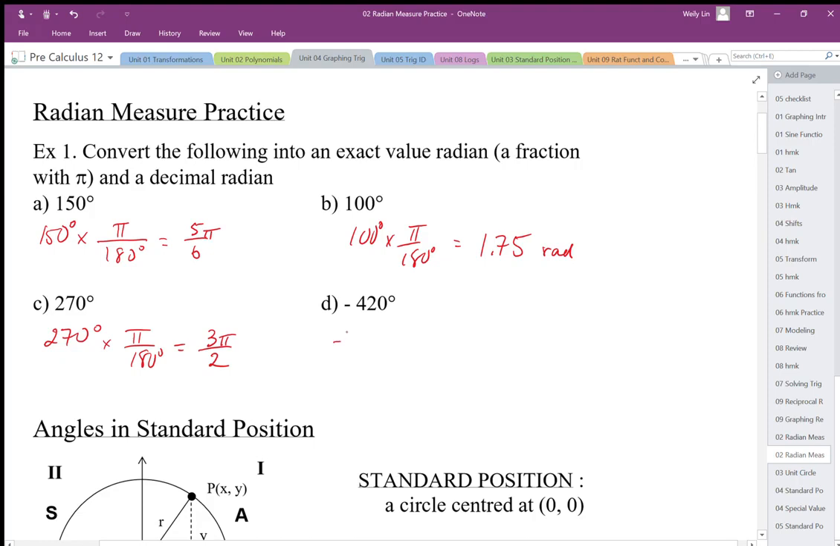Same thing here, negative 420. This is a special angle, so I want to keep this in terms of pi. My common factor is 60, so I divide by 60, divide by 60. So I get 7 pi over 3 radians.